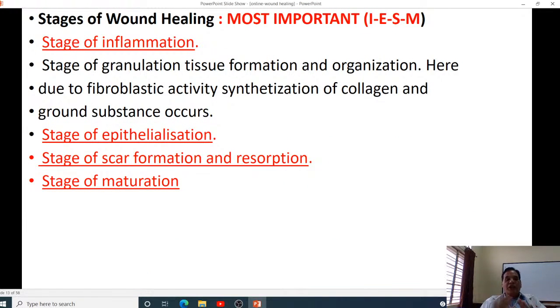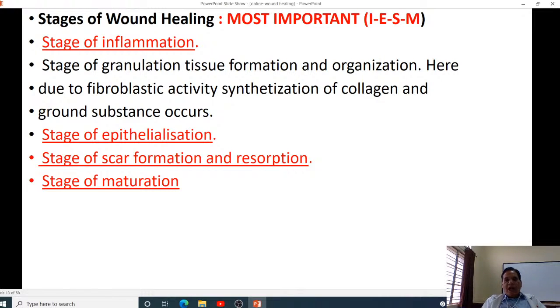Then comes your intention is clear. Your intention is good. But what actually is happening in the wound in healing? What are the processes of wound healing? What is happening? How does wound healing occur? This is most important for exams as well as understanding.